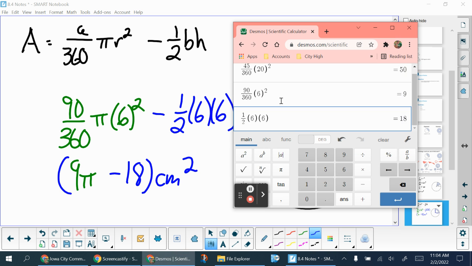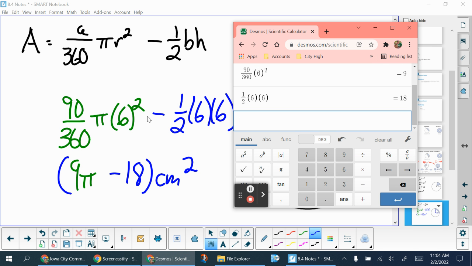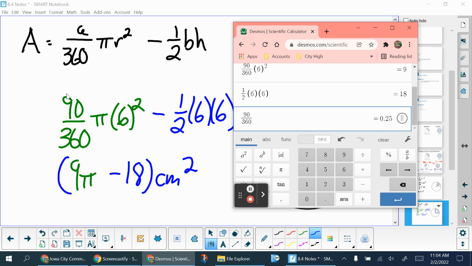The other option I have on these, and I'm going to let you leave these as decimals. If you have to leave it as a decimal, you can just type in exactly what you see here and get an answer. 90 over 360 times pi, either type pi or use the pi symbol, times 6 squared. Again, you can use that button there. Minus 1/2 times 6 times 6. And so my answer in decimal form would be 10.27.